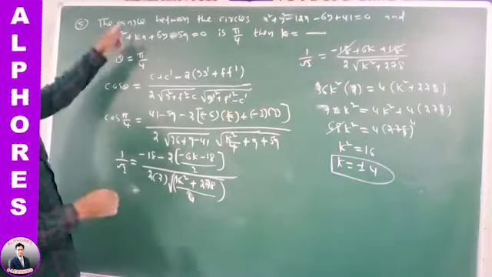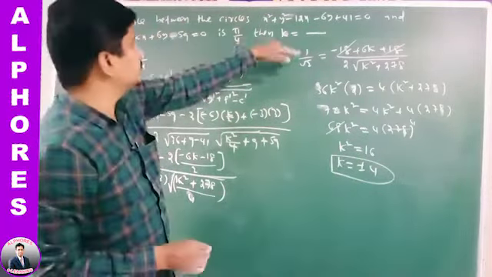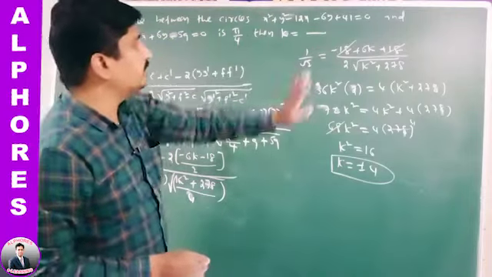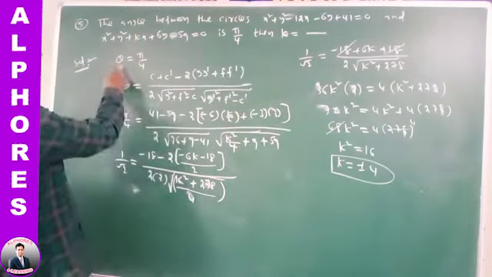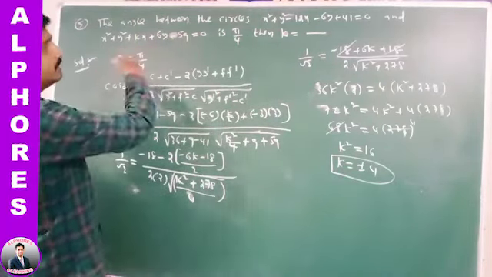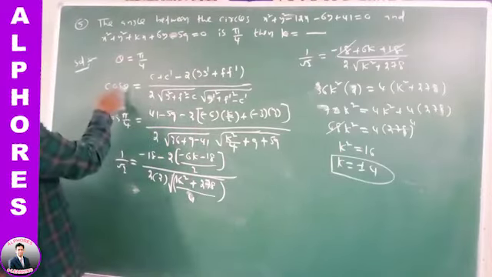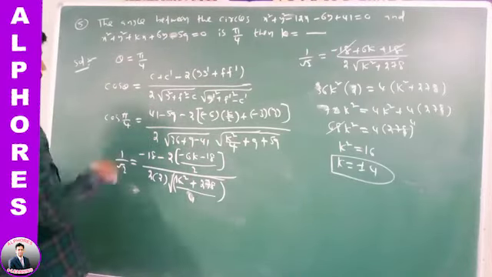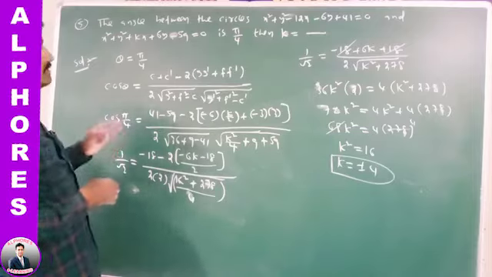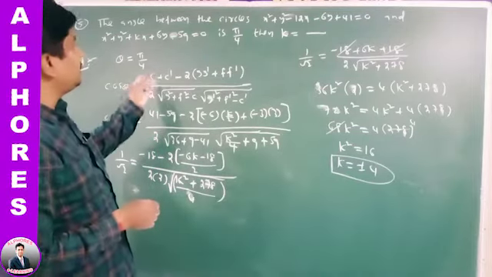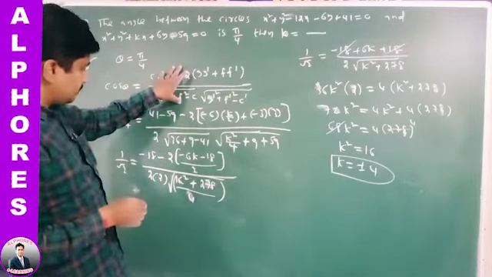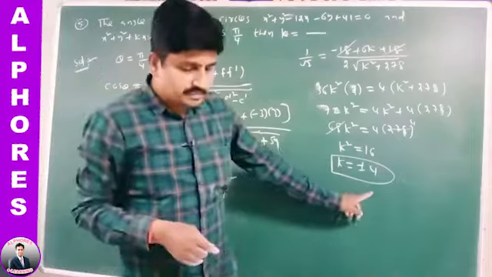Here question, the angle between the two circles is given pi by 4. Then k equal to what? Here theta equal to pi by 4. The theta is the angle between the given circles. Now cos theta equal to formula. Here substitute the values of g, f, c and g dash, f dash, c dash in this formula. Finally we get k equal to plus or minus 4.